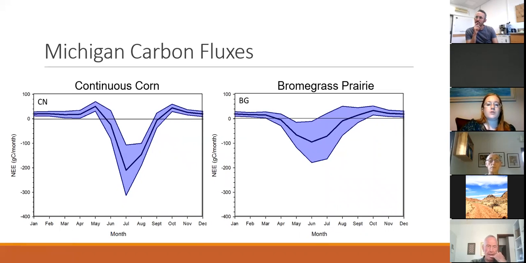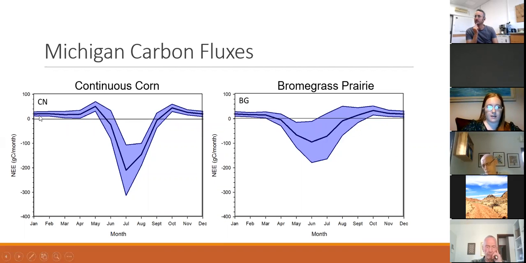And then we can also look at some of the carbon fluxes from that site. So this is continuous corn on the left, and then brome grass prairie on the right. So this is the conventional agricultural site, and this is the native prairie site. And you can see there is a difference. And since we know that these are both at the same location, we know that the difference observed is likely due to differences in management and not climate.